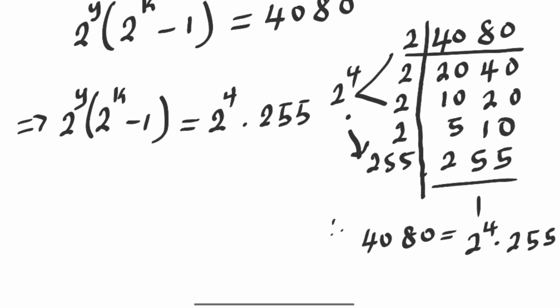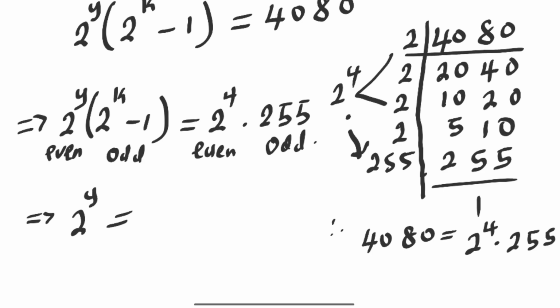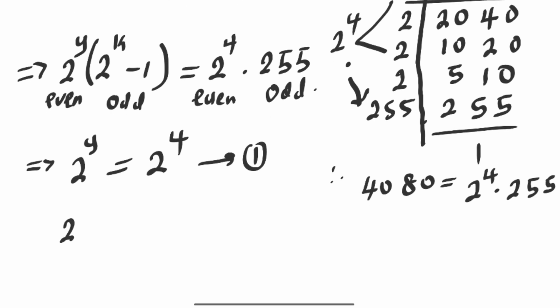Now here, this is even. This is odd. This is even. And this is odd. So we have 2 raised to power y will be equal to 2 raised to power 4. This is equation 1. Then here, 2 raised to power k minus 1 is equal to 255. This is equation 2.